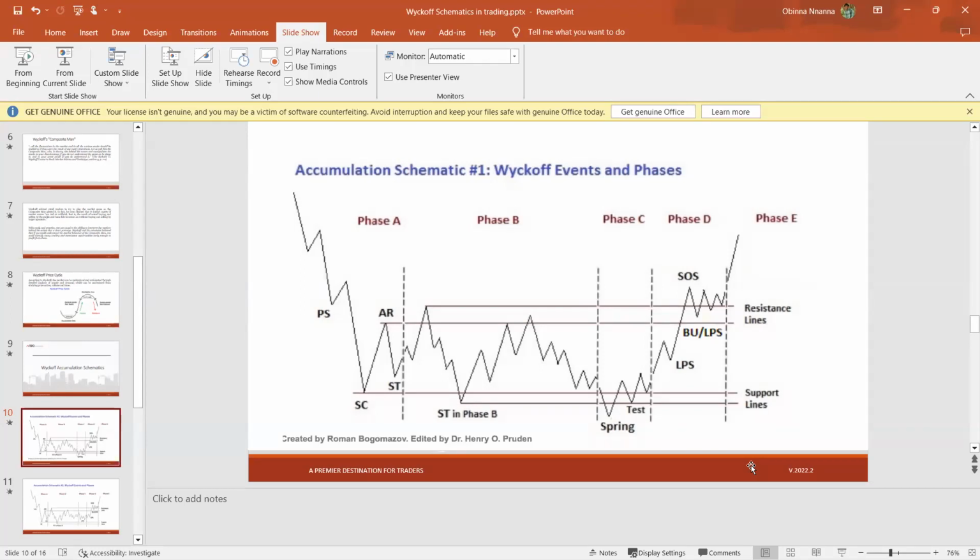So the market was trending, and now the market is ranging. This PS stands for preliminary support. After the preliminary support, it means this is the stopping action; we are slowing down our sales. And then the market will make what we call a selling climax. SC stands for selling climax. This selling climax is one of the most important areas because when it happens, what we want to see is some sort of aggressive buying. But this buying should not exceed this preliminary support.